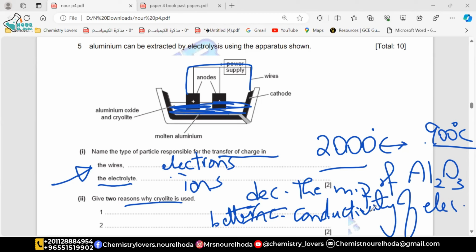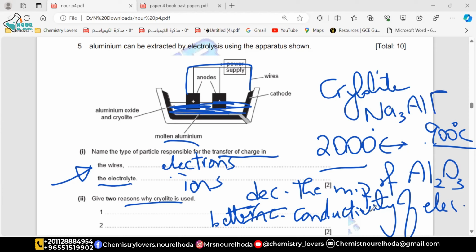Normally I have here molten aluminum oxide, Al2O3. But cryolite, do you know what the formula for cryolite is? It's not related, we don't need to study it, but I will tell you so you can imagine: Na3AlF6. All these are ions. Since all these are ions, they will help in the passing of electricity. So they will make better conduction of electricity.